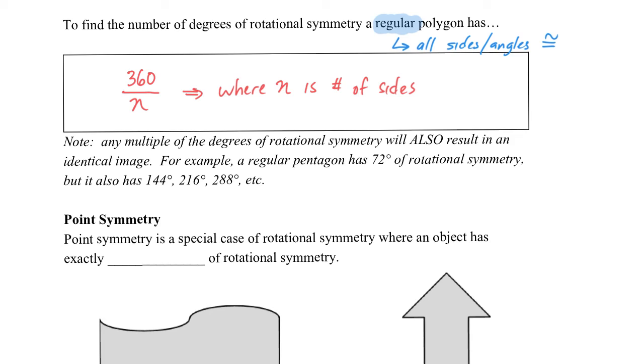If you think back to the last slide, we had a square. A square would have been 360 divided by 4, so that's where the 90 degrees of rotational symmetry came from. The hexagon had 6 sides, so now I have 60 degrees of rotational symmetry. Note that any multiple of the degrees of rotational symmetry will also result in an identical image. So, if we take a pentagon that has 72 degrees, we'll get the same object back if we go 144, 216, 288, etc. That's something to know as we go forward.